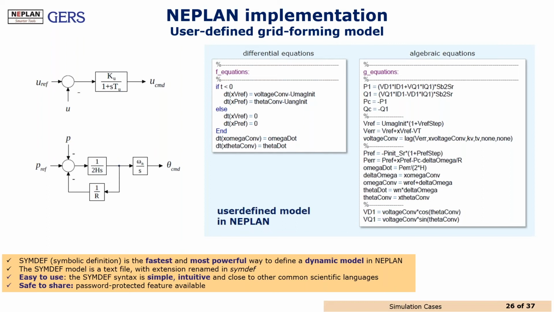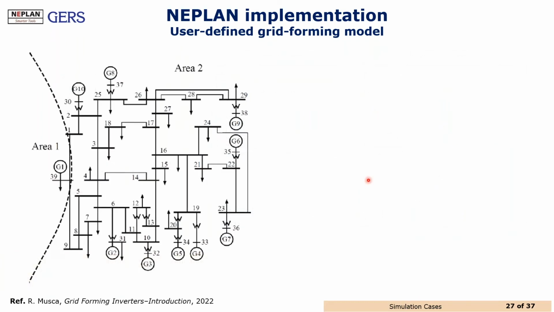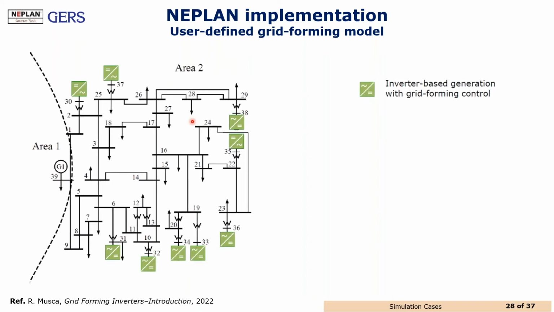To illustrate that, let's present here the IEEE 39 nodes. And this application case is presenting here different conventional sources from the synchronous machines. How to validate the impact if we replace the synchronous machines with inverter-based resources with grid forming controls.